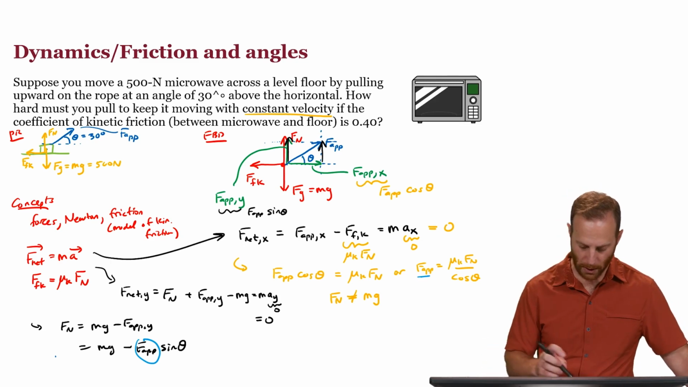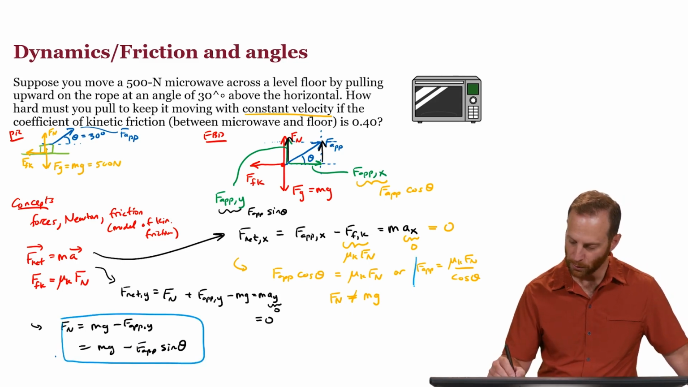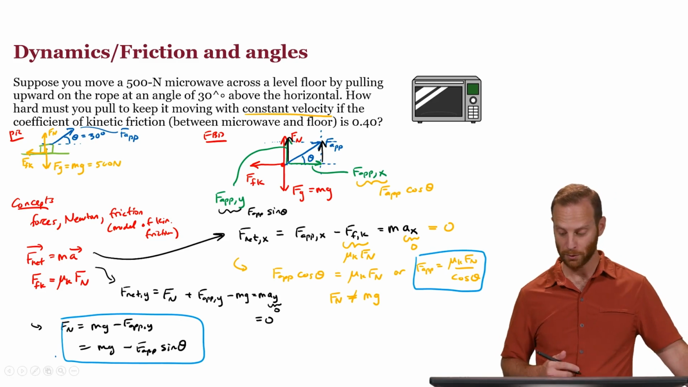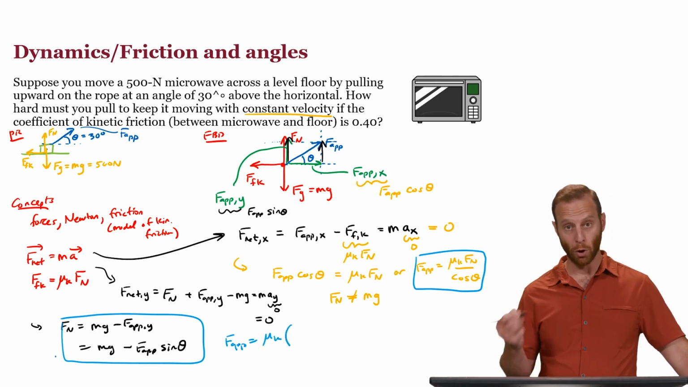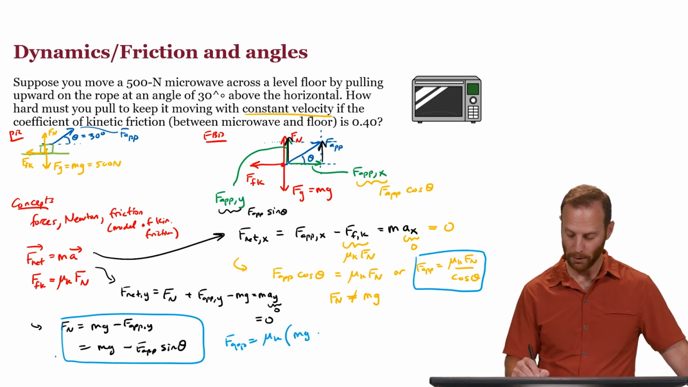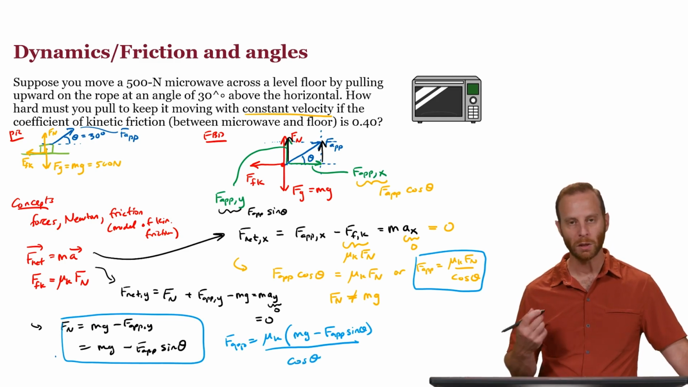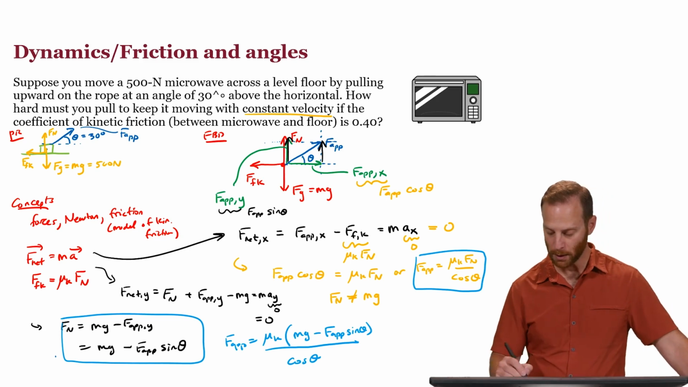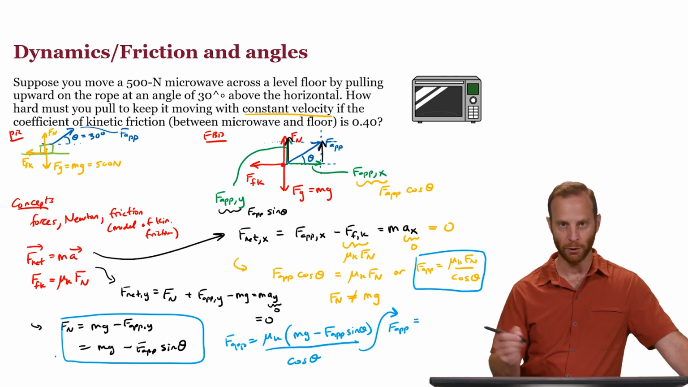So what we need to do is insert this result into our previous result for the applied force. I'll start it out so you can see where it goes. The applied force is apparently equal to mu k times the normal force, which we just found, mg, minus the applied force times sine of theta, divided all by cosine of theta. You'll have to do a little bit of algebra here, but when you get done doing that algebra, you should be able to solve for the applied force. And I'll leave that to you to work it out.